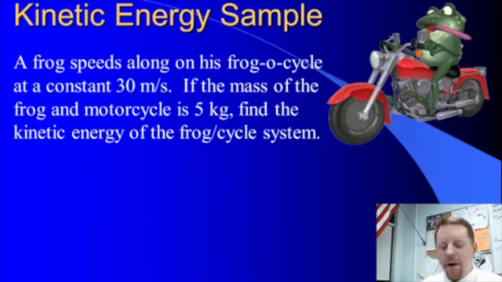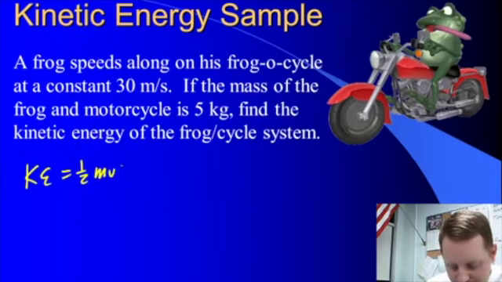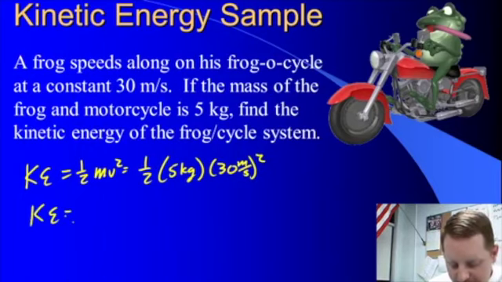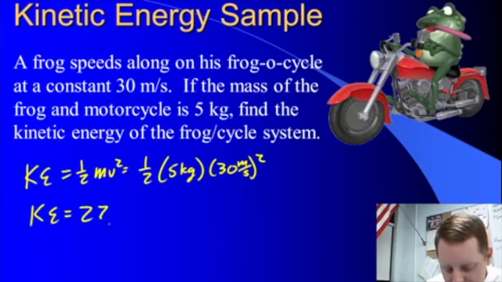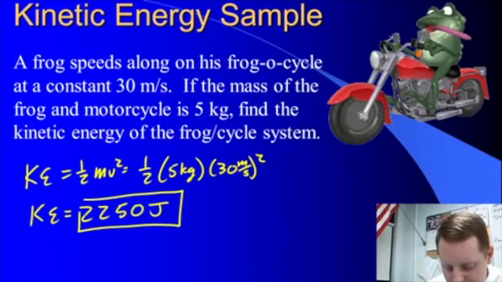As an example, a frog speeds along on his frogocycle at a constant 30 meters per second. If the mass of the frog and motorcycle combined is 5 kilograms, find the kinetic energy of the frog and his motorcycle as a system. Well, kinetic energy is 1/2 mv squared, or 1/2 times the mass of the frog and cycle, 5 kilograms, times their velocity, 30 meters per second. We have to square that velocity to get a total kinetic energy of about 2250 kilogram meters squared per second squared, or 2250 joules. Very straightforward calculation.